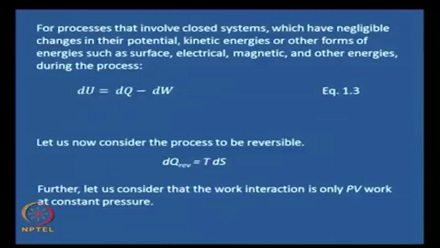Now let us further consider that the work interaction is only PV work at constant pressure. Earlier we said that there are no other kinds of energies that are relevant, and then we considered the process reversible, and now we are looking at only PV work. If it is only PV work, we know from earlier classes that the work term dW reversible in this case is P times dV.